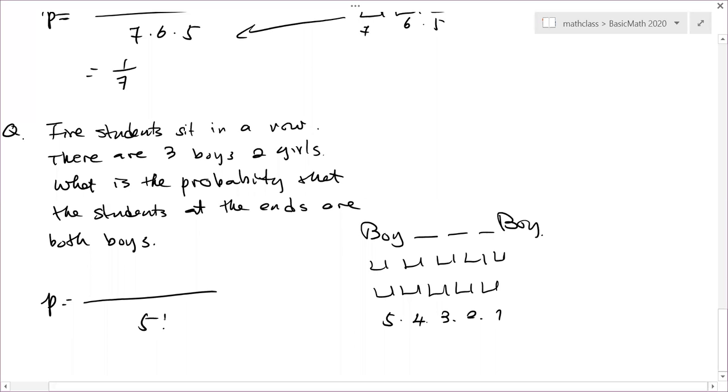That's the denominator. Clear? For the numerator, what do we have to do? How to guarantee the students at the 2 ends are boys, right? So you have to choose the boys first for this seat, for that seat, right? For the end on the left, for the end on the right.